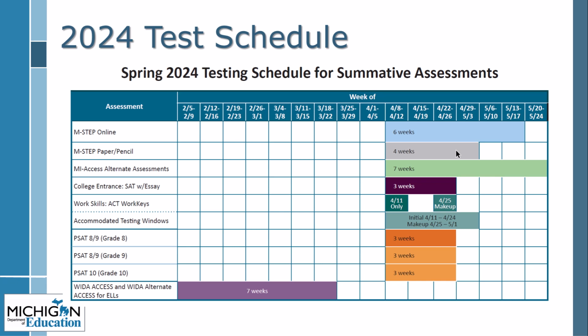Due to updates made to the Read by Grade 3 legislation, there is no longer a unique Grade 3 ELA online testing window. Paper pencil testing is one 4-week window from April 8th through May 3rd. Students can take the paper pencil test during any school day within that window. All of these schedules are also available in the Guide to State Assessments document, which is available on the M-STEP webpage at www.michigan.gov/mstep.